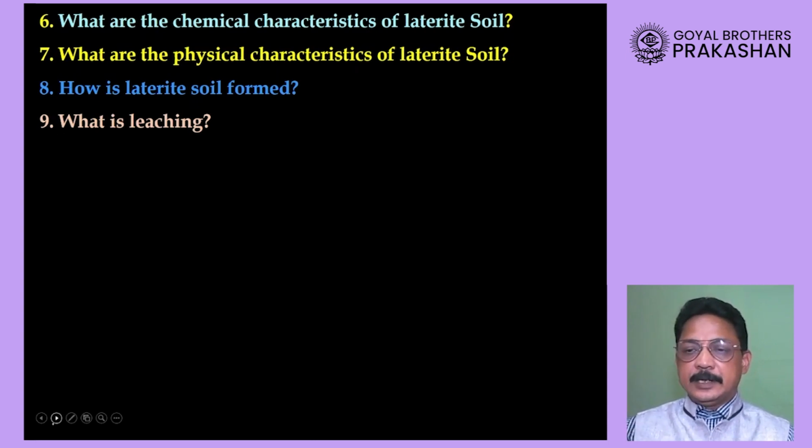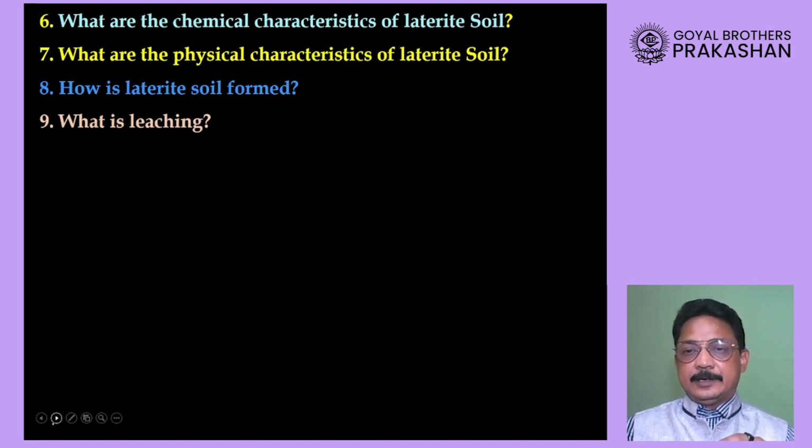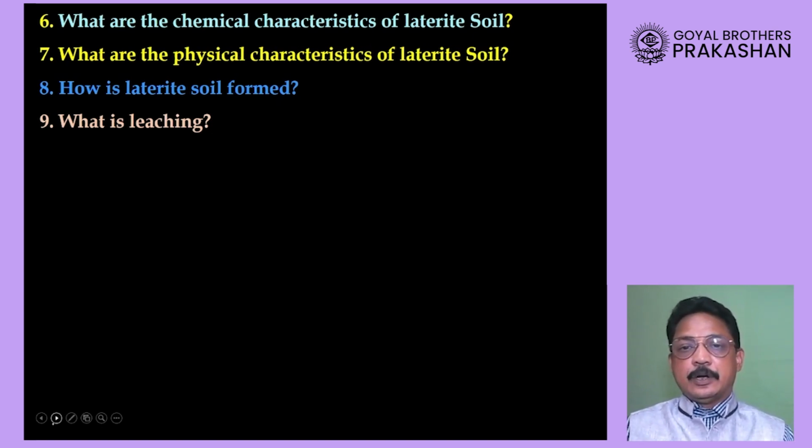Whereas in physical characteristics, you write down about the color. Its color is red. This soil becomes very hard when it is dry. It does not retain moisture. These are some of the physical characteristics of laterite soil. Then how is this soil formed? It is formed by disintegration of laterite rock.